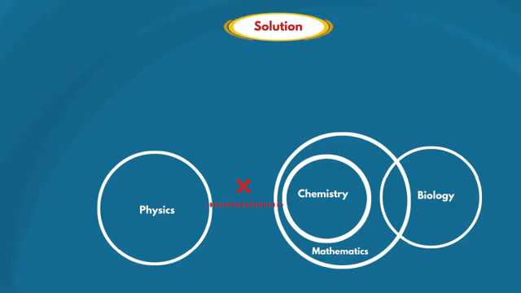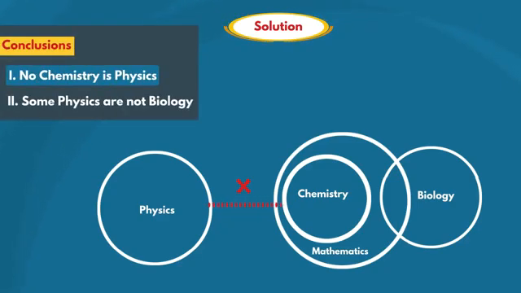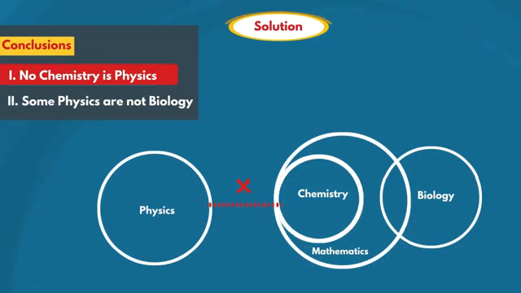First conclusion. No chemistry is physics. If conclusions have negative words like no and not, this type of conclusion is called a negative conclusion. So this is a negative definite conclusion. For all negative conclusions, we need to draw an alternate diagram. Let's draw the alternate diagram.